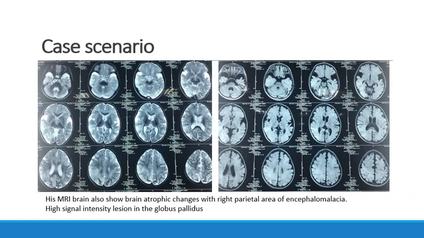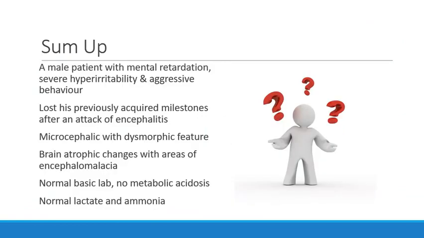So this was a male patient with mental retardation, severe hyperirritability, and aggressive behavior. He lost his previously acquired milestones after an attack of encephalitis, microcephalic with some dysmorphic facial features, and he had brain atrophic changes and areas of encephalomalacia. His basic labs were normal. He did not have metabolic acidosis, and had normal lactate and ammonia. But this was not all.